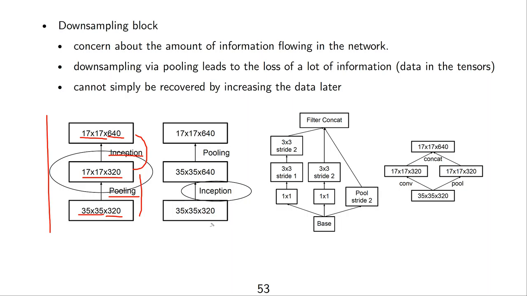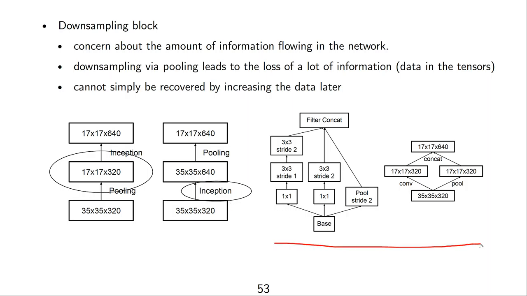So why not maybe start by first doubling the number of channels? When going from here to here, we can use an Inception block, again one of the blocks we discussed before, to go from 320 channels to 640 channels, but keeping the resolution the same. And then we do pooling to discard 75% of the information, but here we already increased by 2, so the damage seems to be less and more of the information can be preserved.